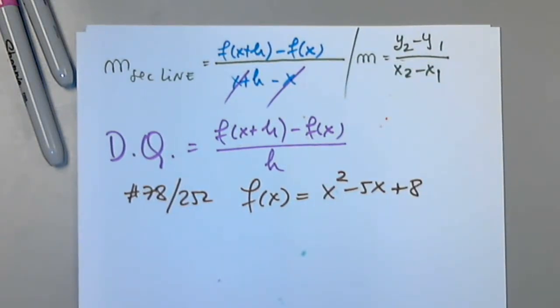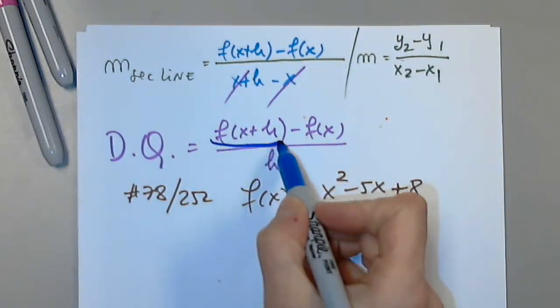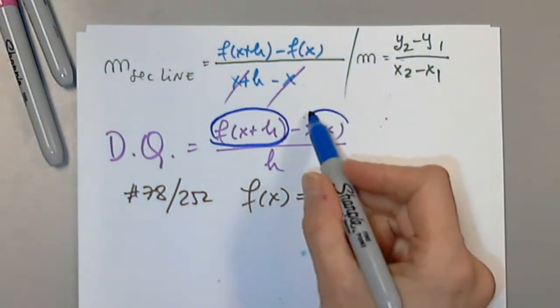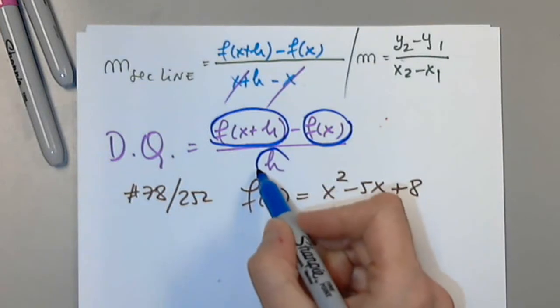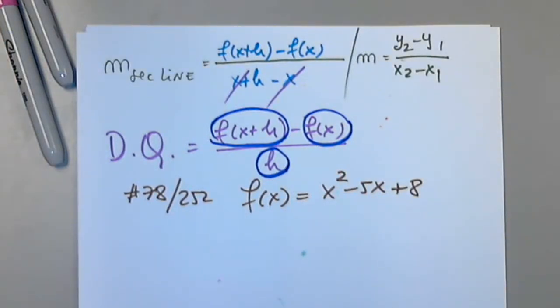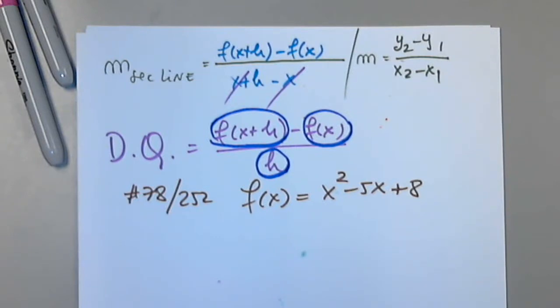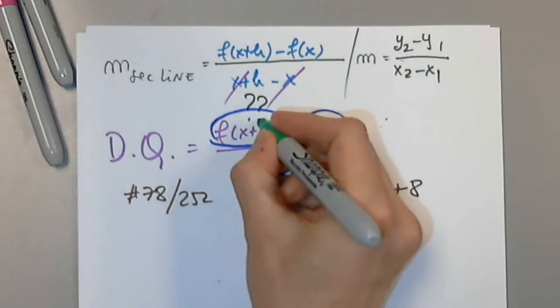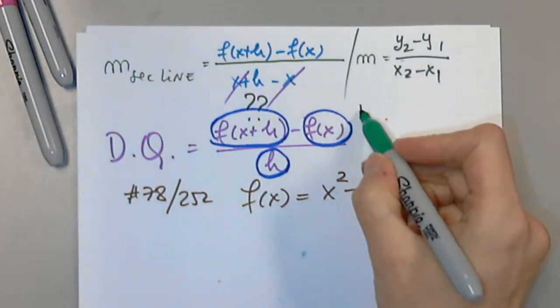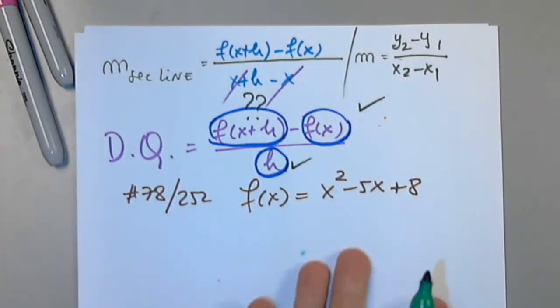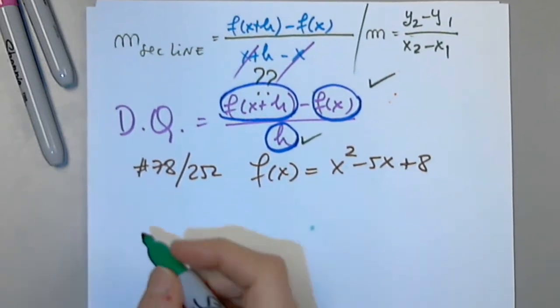I see here three different pieces. I see this piece, this piece, and this piece. Which pieces do I not need to do anything to? f of x is given, and h is just h. The one I don't have is f of x plus h. So I have to find f of x plus h first.